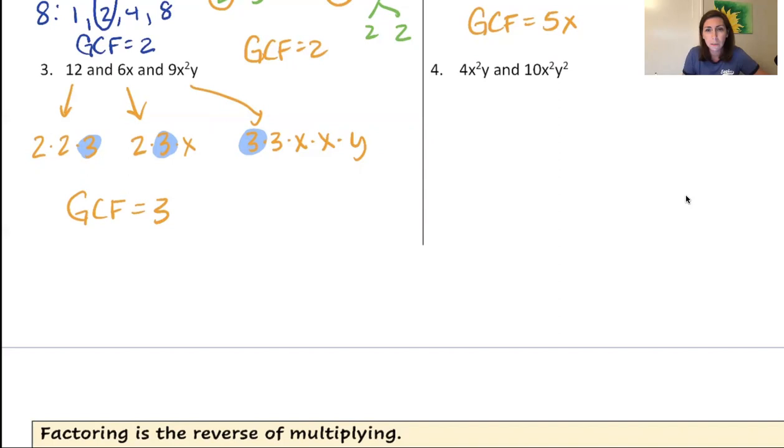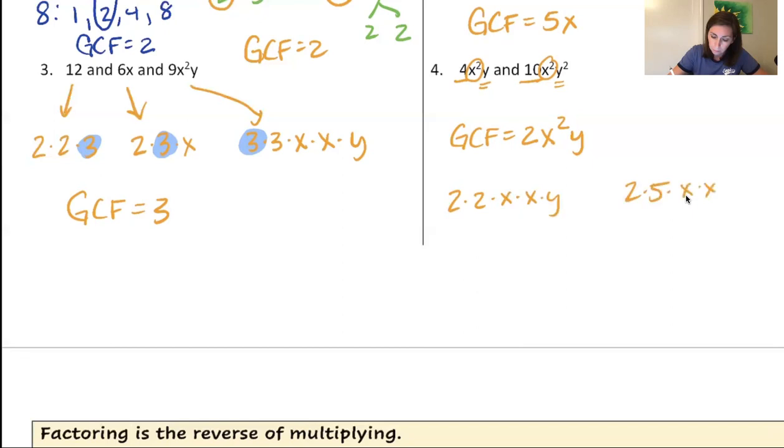Here you can pause the video if you want and try number 4, and then watch to see how you did. All right, for number 4, for 4 and 10, the greatest common factor would be 2. Then for x squared and x squared, that's common to both, so that's going to be part of my GCF. For the y, there's only 1 in the first term and there are 2 in the second term, so the most I can have is y to the first in my GCF. If you aren't sure, again, just break it down into all the prime factors and highlight whatever's in common. They both have a 2, they both have 2 x's, and they both have a y.